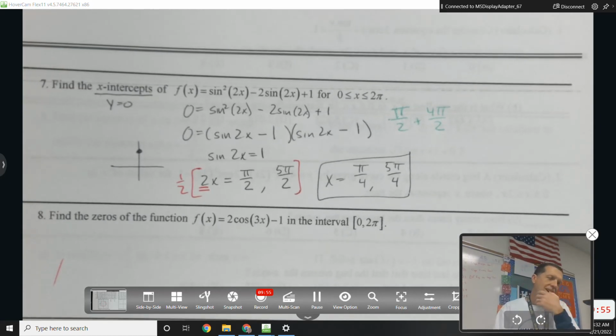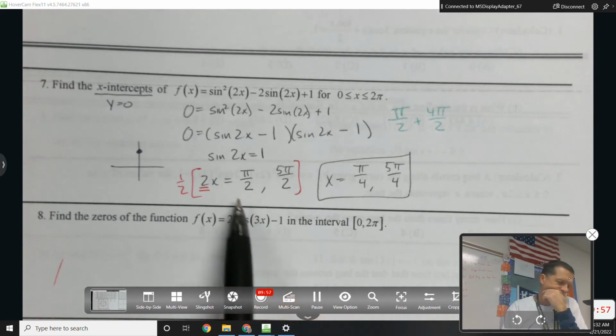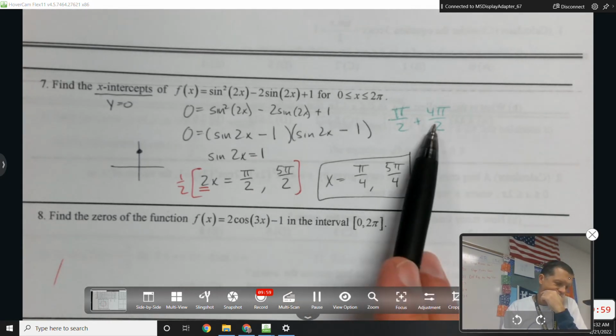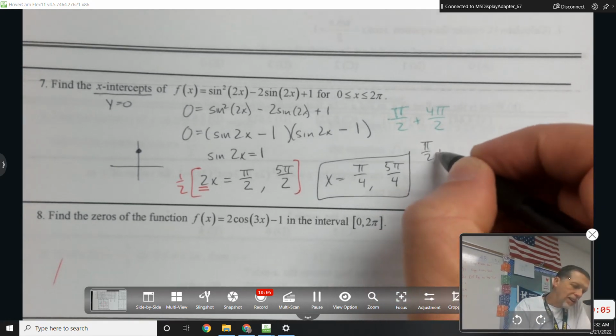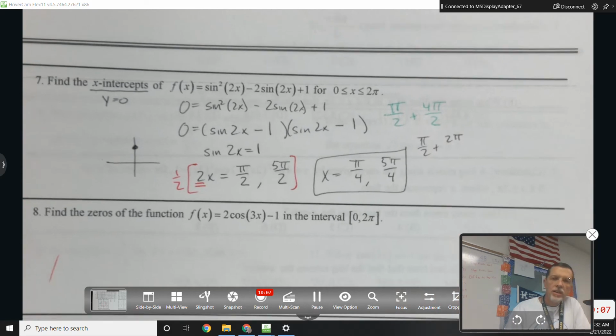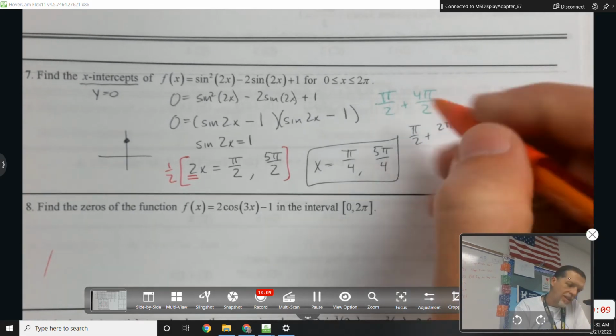Charlotte? How did you get 5 pi over 2 then? I know you added 2 pi, but wouldn't that be pi over 3? If I'm going to add 2 pi, I have to have a common denominator. Oh. Did that answer it? Yeah.